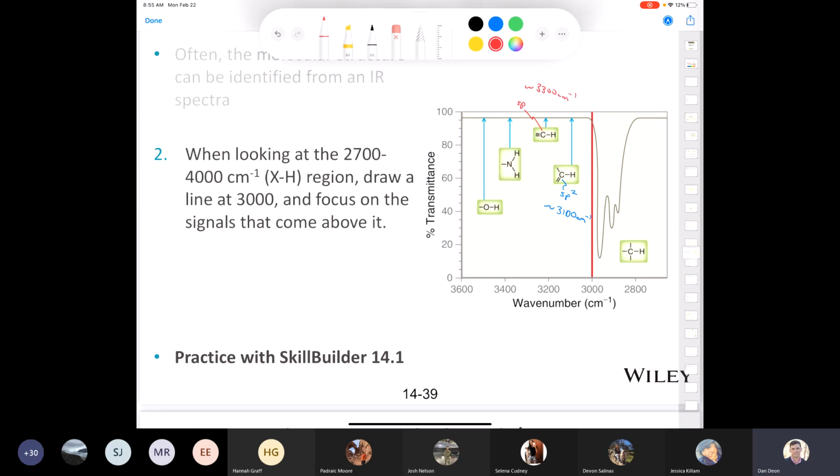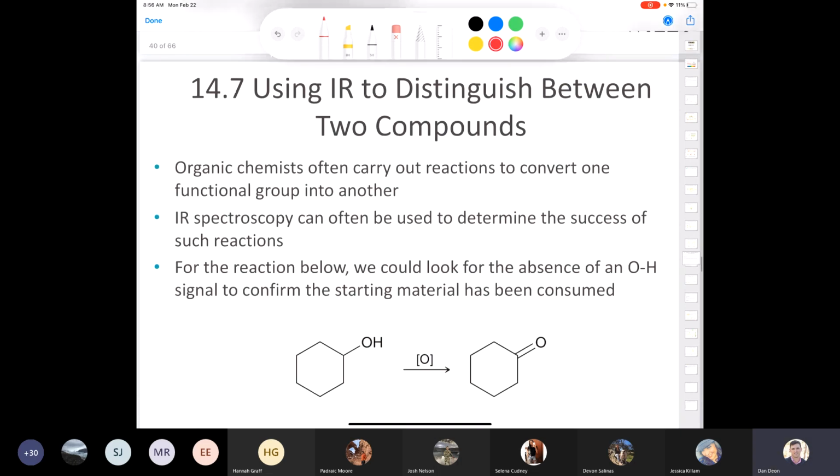If we have a primary amine, you can see that that's coming out maybe around, I don't know, 3,350 reciprocal centimeters, okay? And then if we have our oxygen-hydrogen bond, that's in a range of 3,200 to 3,600 reciprocal centimeters, because those are almost always going to be broad in this class. All right. So one of the most powerful, or one of the best reasons to use infrared spectroscopy is to be able to differentiate between two compounds.